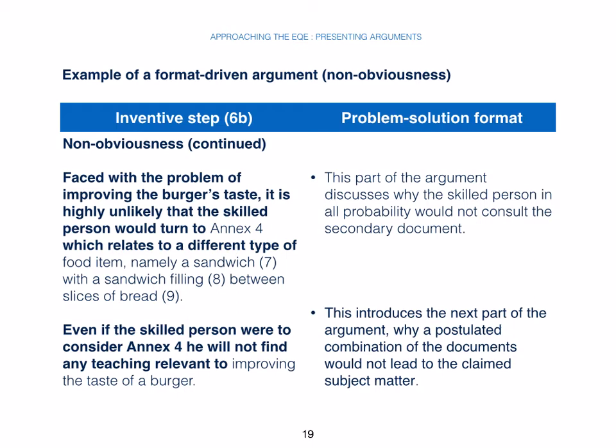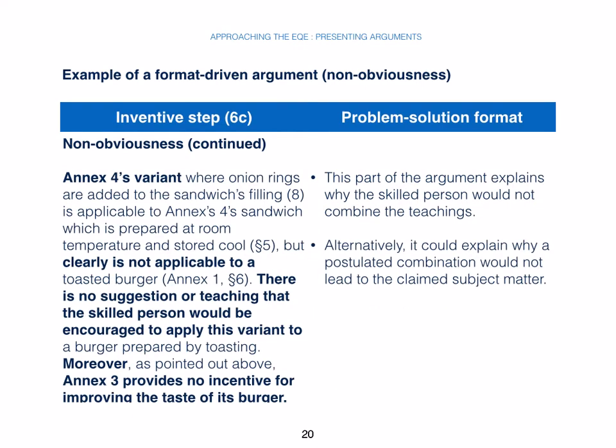So this introduces the next part of the argument, why a postulated combination of the documents would not lead to the claimed subject matter. So we go to the next slide.